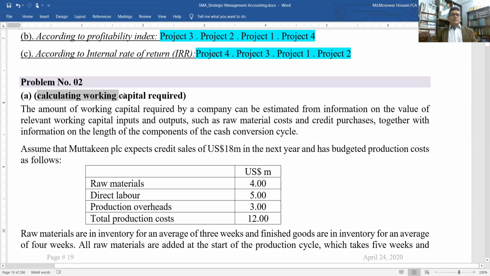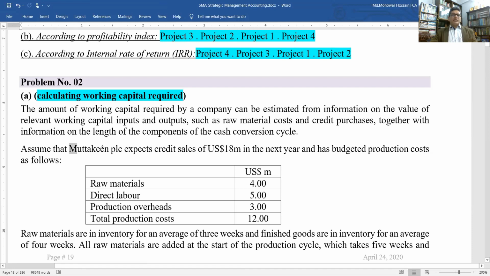Now we are going to calculate working capital required. The amount of working capital required by a company can be estimated from information on the value of the relevant working capital input and output. We know what working capital is: current assets minus current liabilities. Then we get working capital, such as the raw material cost and credit purchase, together with information on the length of the components of the cash conversion cycle.